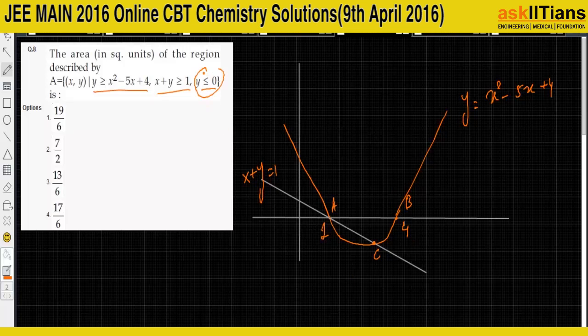Y less than 0 means negative y-axis, right? So y की x axis के नीचे this region, and y greater than, so parabola में I have to take ऊपर वाला region, and x plus y greater than or equal to 1. So greater than or equal to 1 means again the upper region. So I want to find this region, I want to find this area.